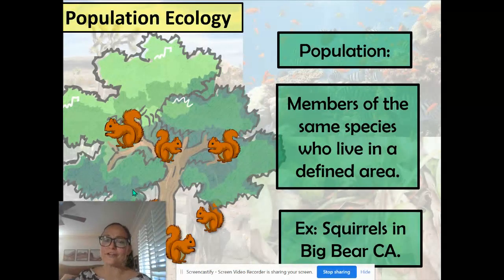Now, this is different than saying just squirrels, because squirrels is a very general term, and you don't really know where that population starts or ends. So it's easier when you define it into an actual space. If you said you're an ecologist studying squirrels in Sequoia National Park, now you have your boundaries of where to study and collect data on that squirrel population.